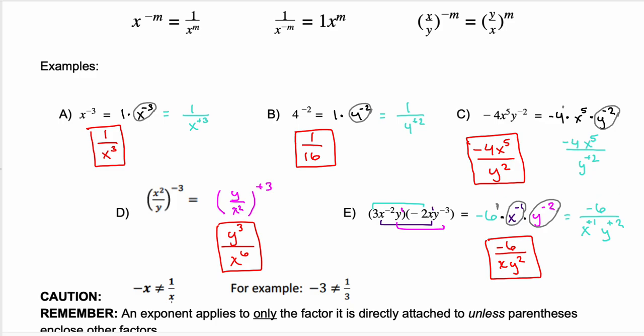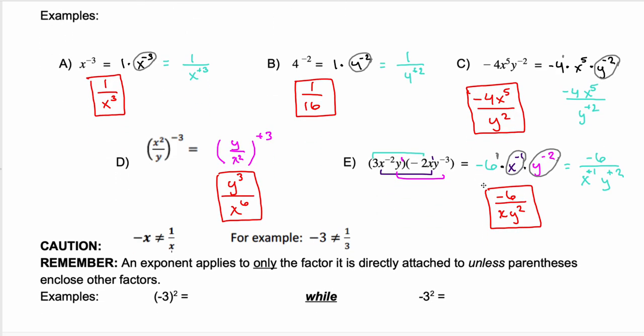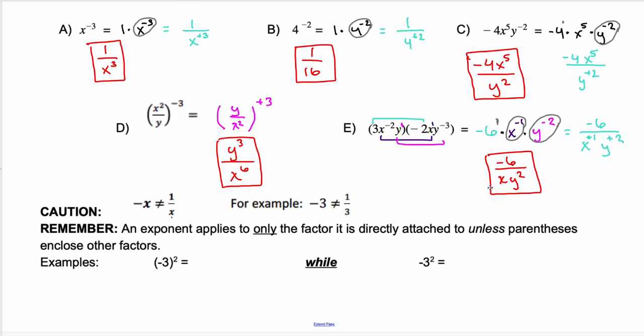So there are a couple of cautions and things to remember. When you're looking at this, what I was talking about earlier is the negative x. That does not have a negative exponent. This does not turn into 1 over positive x. This x has an exponent of positive 1, so it does not move. A negative coefficient does not move. This exact same thing of negative 3 does not turn into 1 over 3.